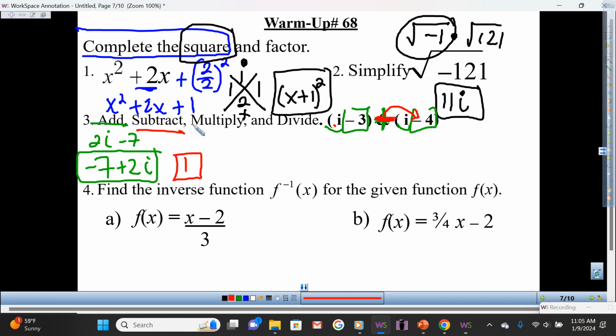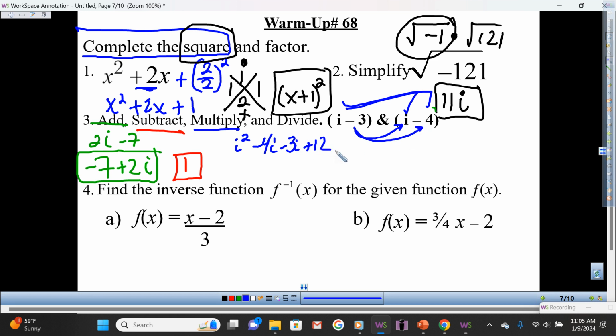That's my subtraction. Multiplication. I'm going to use the distributive property. Erase this. Give me a second. I'm going to multiply. i times i is i squared. What is i times -4? -4i. What is -3 times i? -3i. What is -3 times -4? That's +12. So, if I was to simplify that, I bring down the i squared, -4i, -3i, that's -7i, and then plus 12.